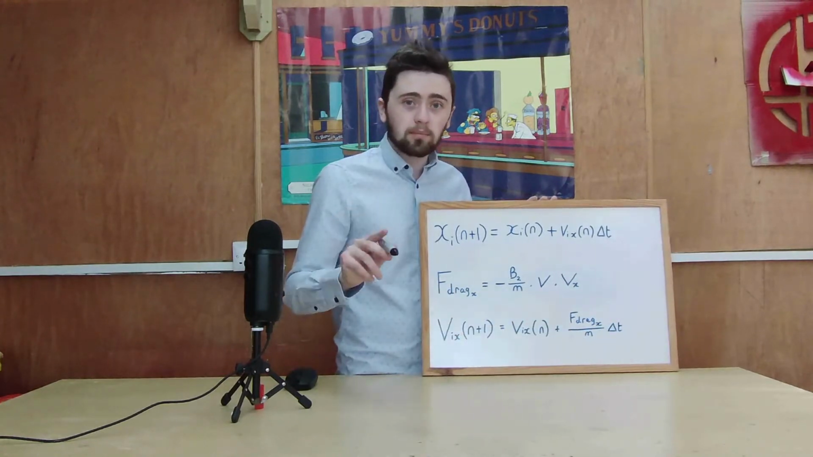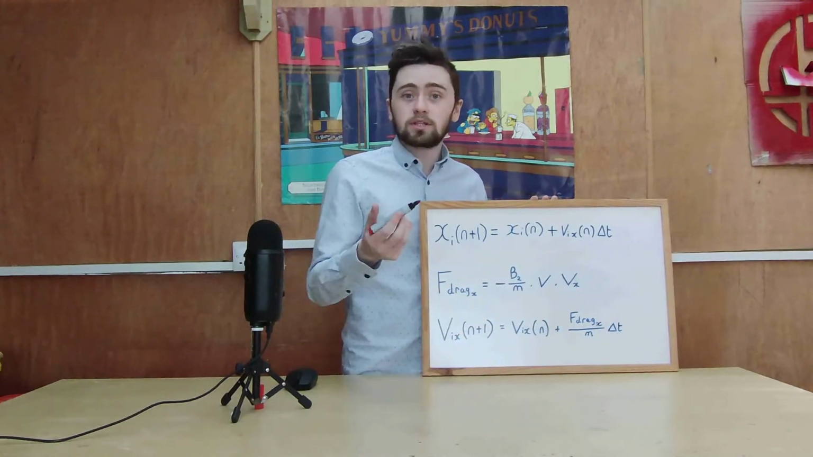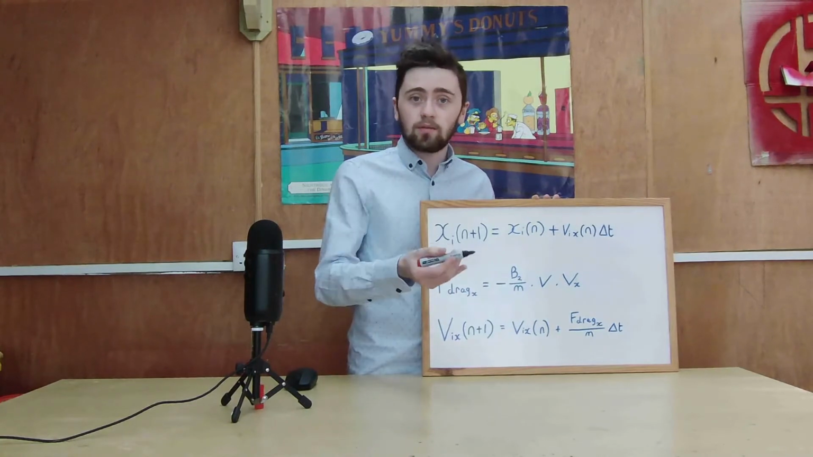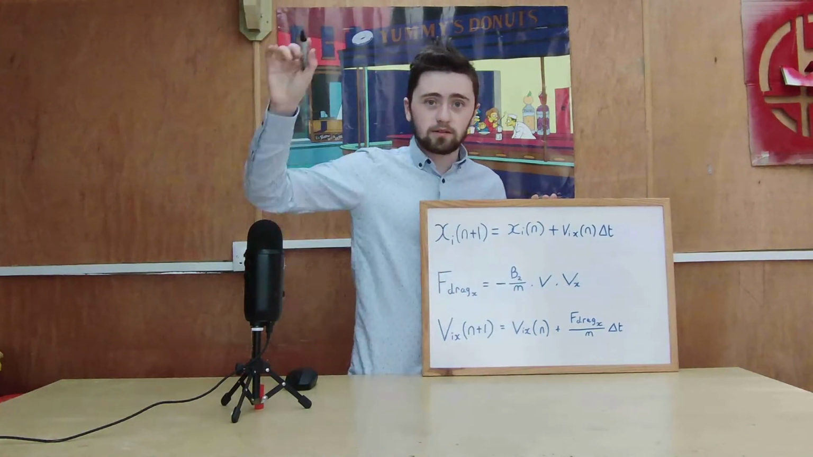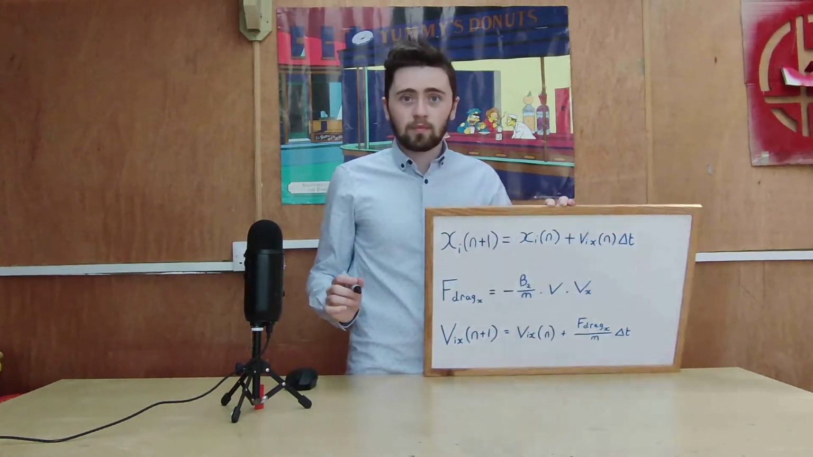Now it's important to remember, when we're dealing with the vertical axis, we're going to subtract a value of 9.8 every time step. And this is to add in the effect of gravity on our projectile. And now, let's take a look at this in motion.